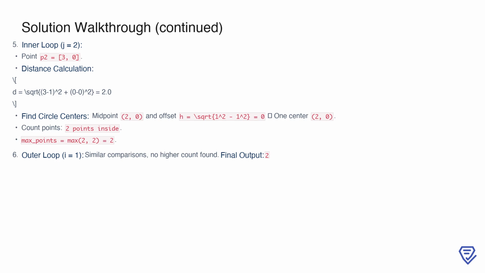When the outer loop moves to i equals 1, similar comparisons are performed, but no configuration yields a higher count. Therefore, the final output for this example is 2.